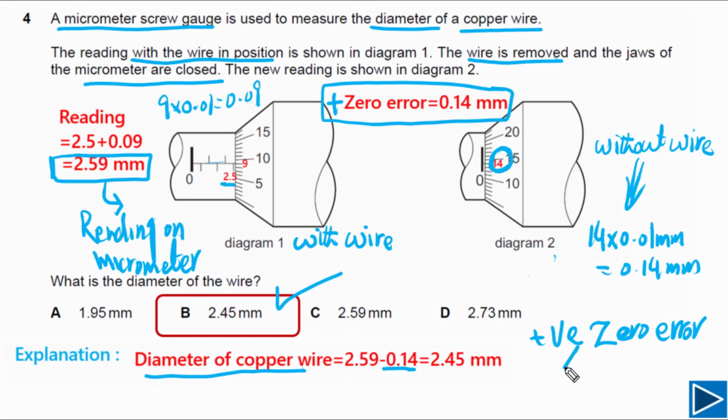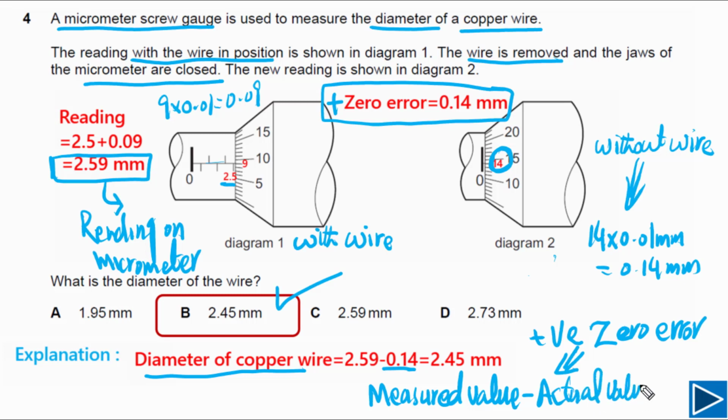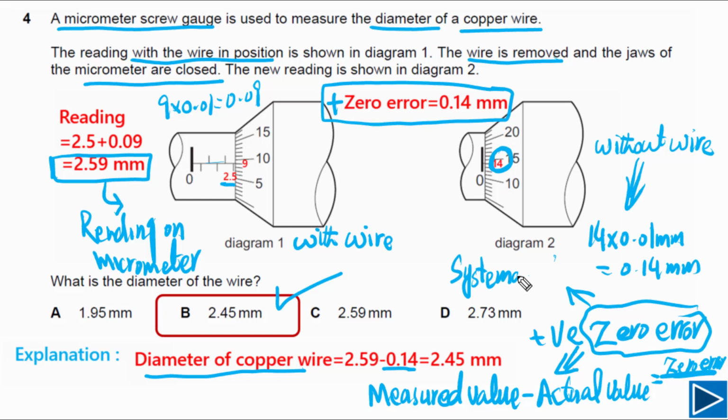If instrument has positive zero error, it simply means that the measured value is always greater than actual value. Or simply we can say the measured value minus actual value is equal to positive zero error. So all the readings will be greater by this amount. Zero error is an example of systematic error because all the readings will be greater than actual value if this is a positive zero error, and if it is negative zero error, all the values will be smaller than actual value.